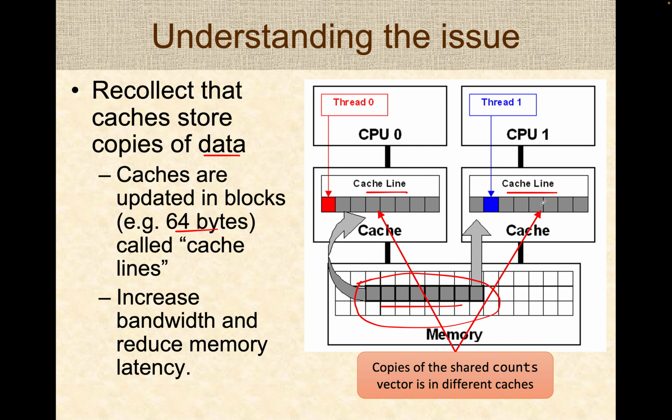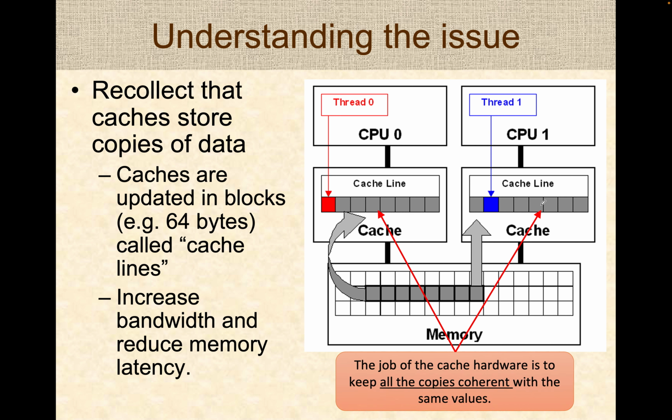Okay. Now the idea of this cache hardware is that the job of the cache hardware is to keep all of the copies coherent and consistent. So that means if one value changes, the corresponding copy in the other part of the cache also has to be updated. This thread may not be using this entry, but the way the cache is designed, this is the job of the hardware. It's like asking why water is wet.